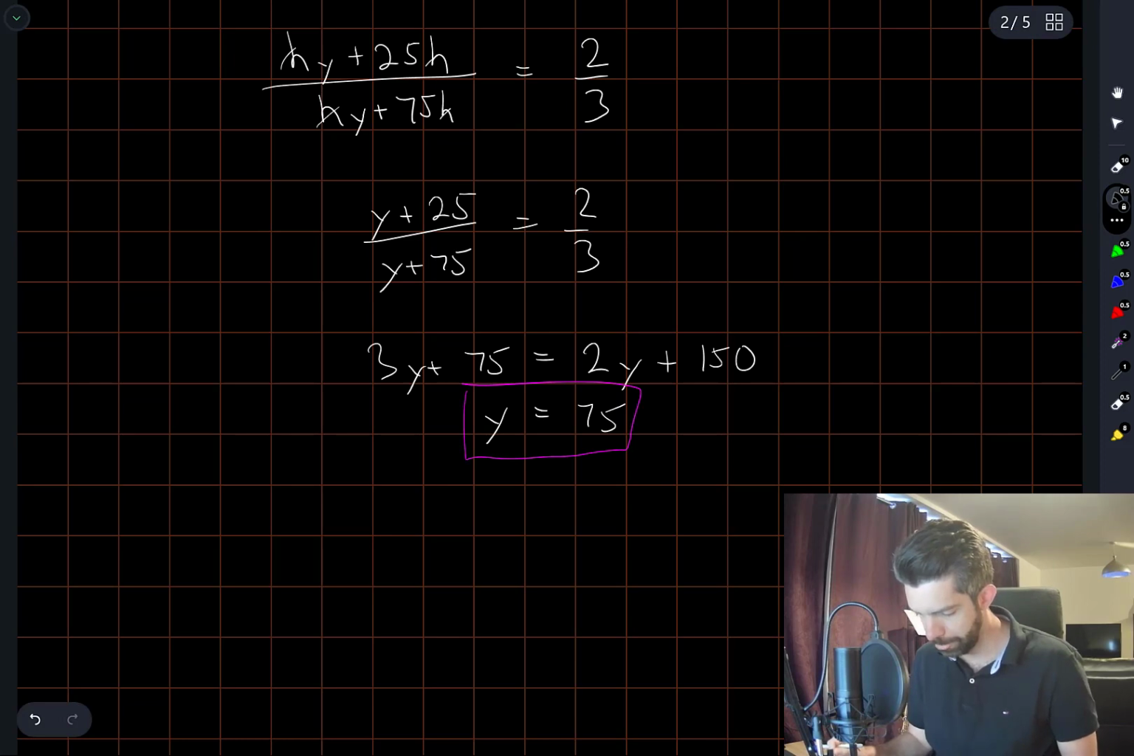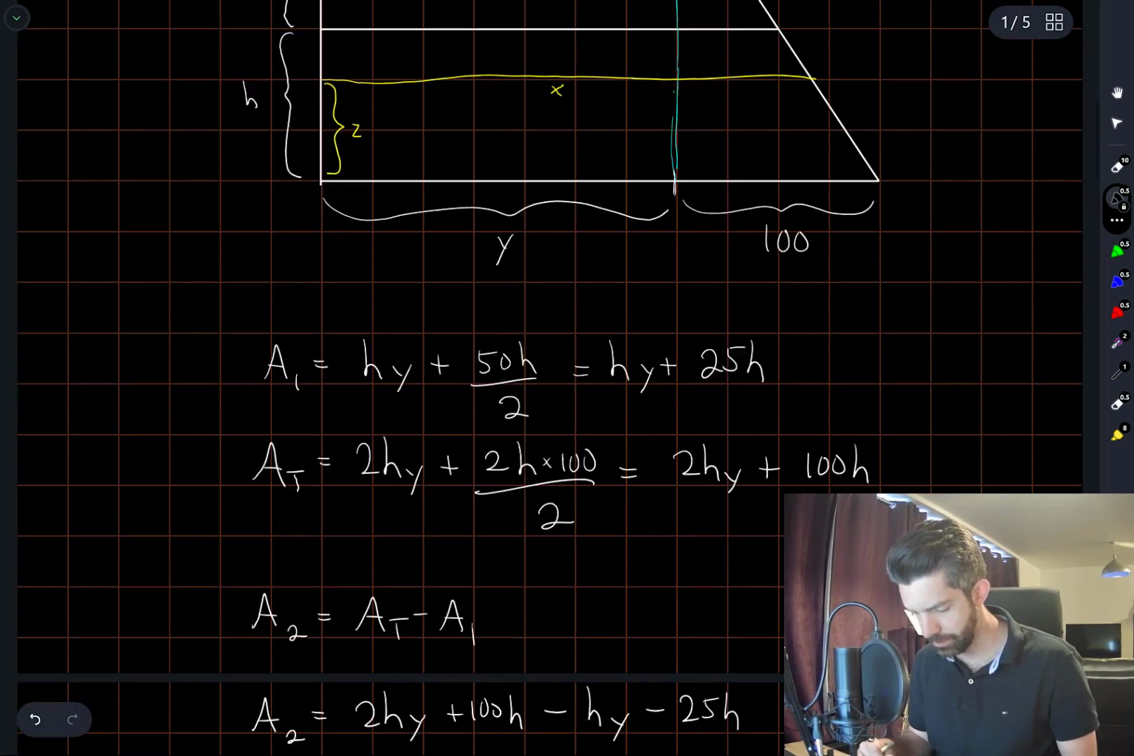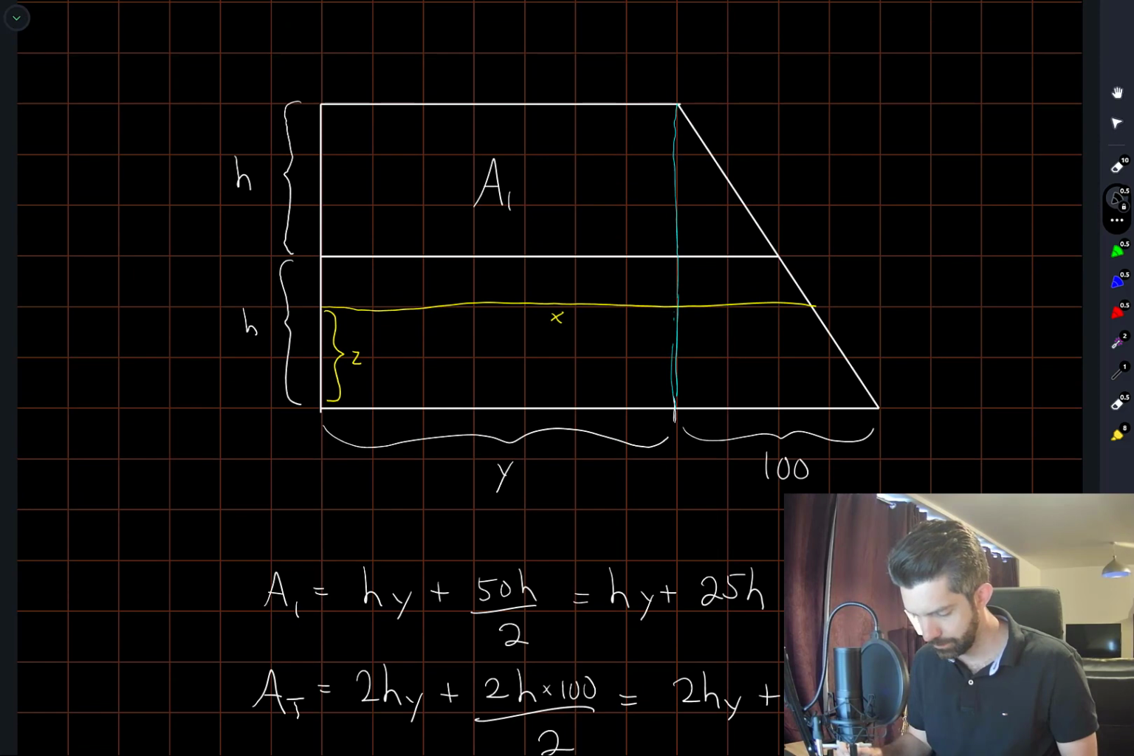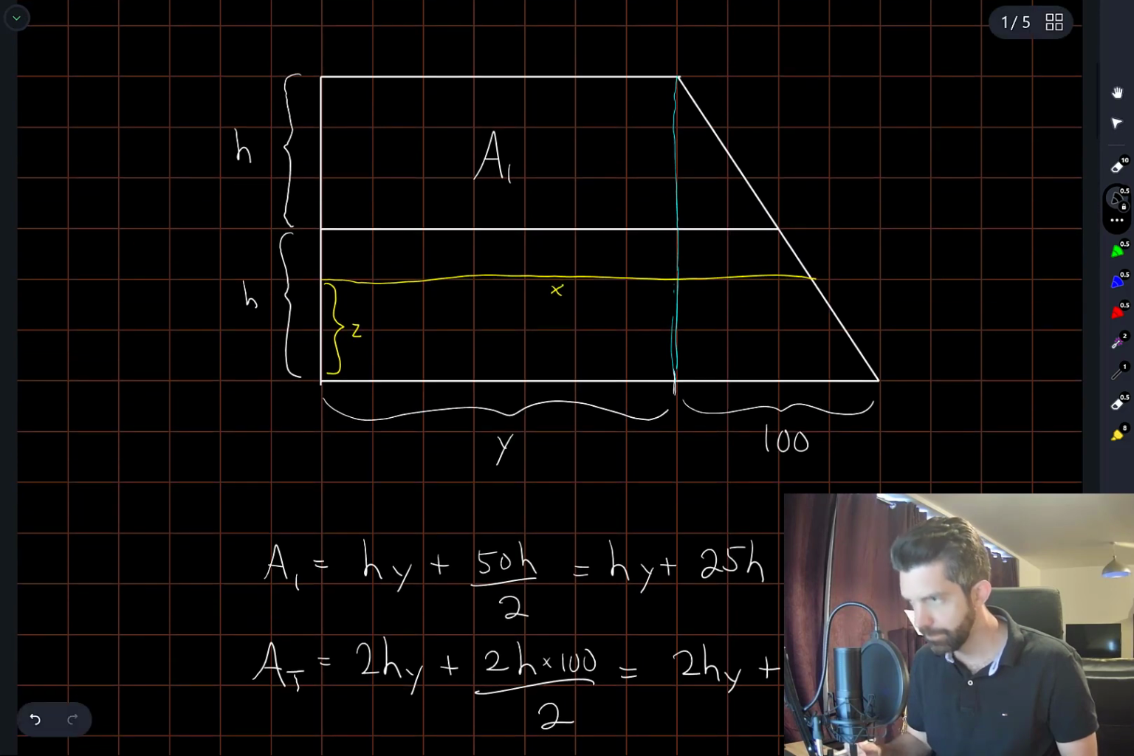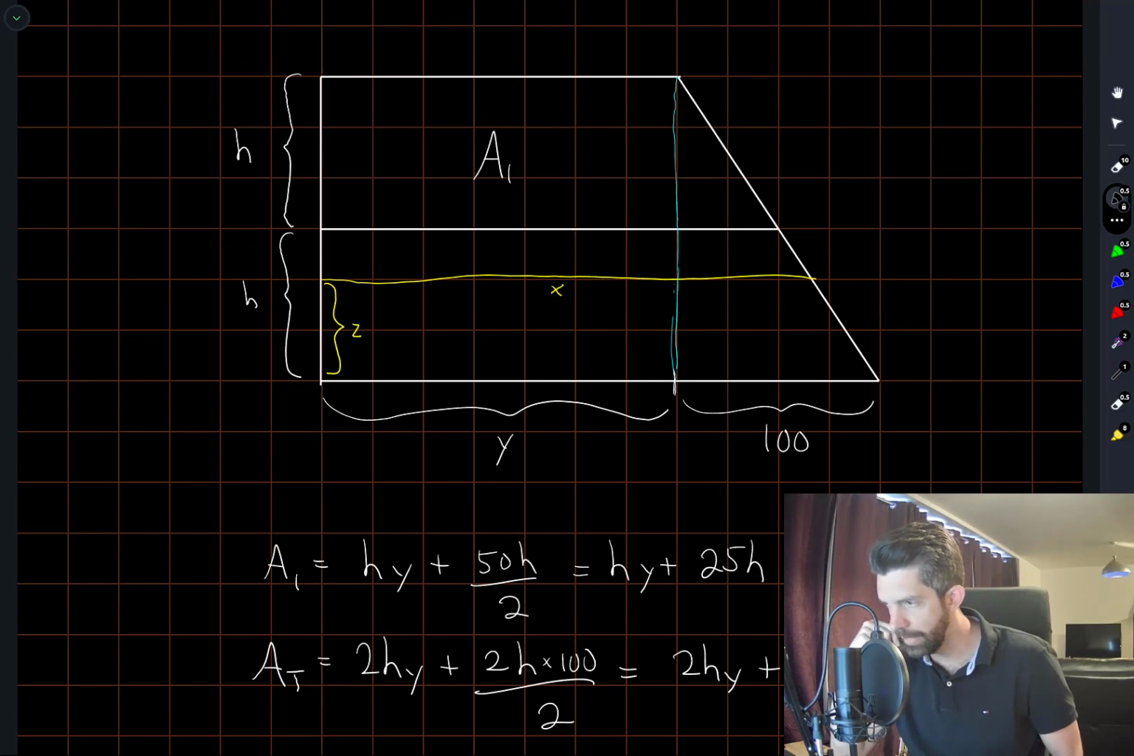Will this allow us to solve for h? I don't think so, because everything will scale linearly with h, right? So if I double h, the ratios of these areas won't change.